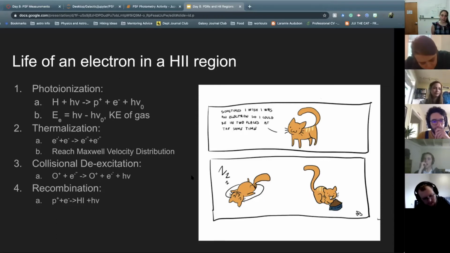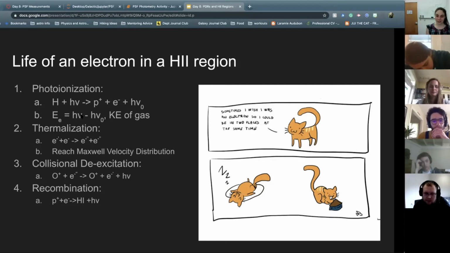The energy of the electron is going to be the difference between the light that hit the hydrogen and the light that is emitted after. So the light that gets released is going to have lower energy, longer wavelength, lower frequency. Always have to pause and make sure I say that right. And this will give us also the kinetic energy of the gas.